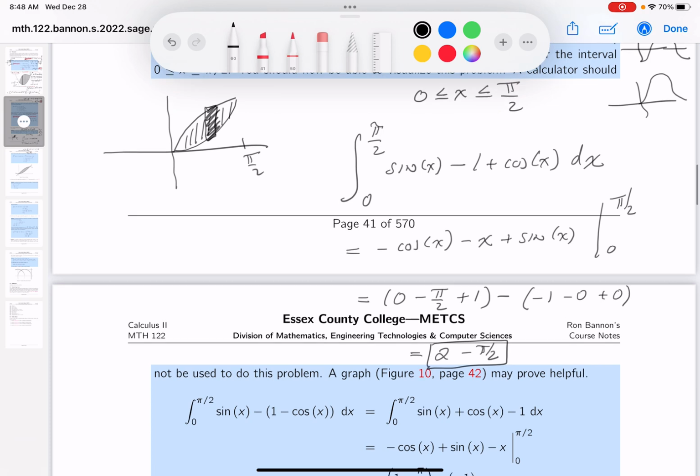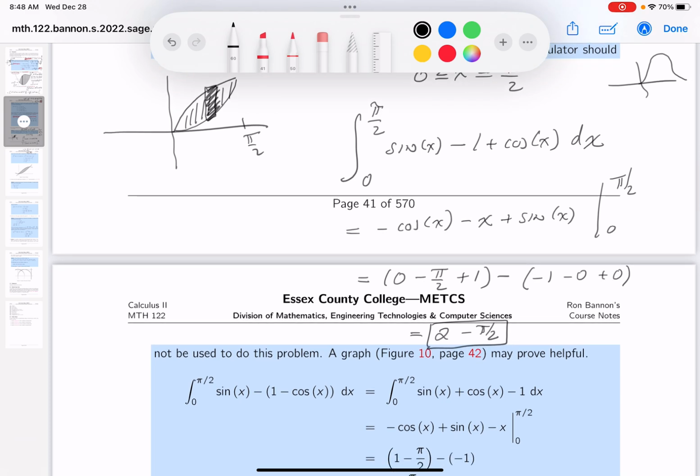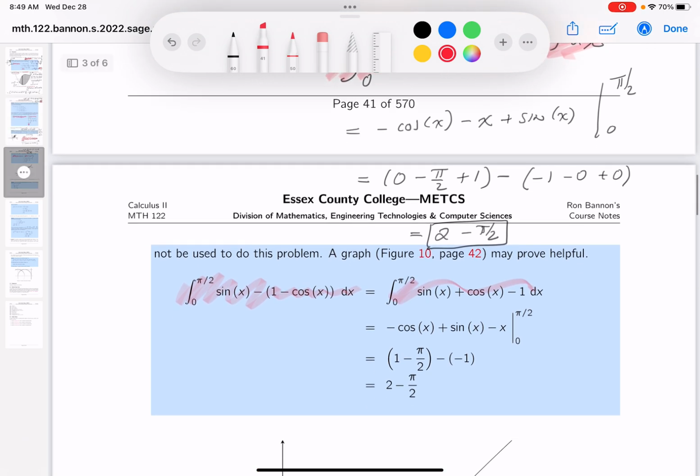All right, let's take a look. And I want to see if I've accomplished what I need to accomplish, which is doing the correct integral, and I think I got that down. Yep. And did I do the correct evaluation? Yep, I got it. 2 minus pi over 2. We're good to go. Thank you.